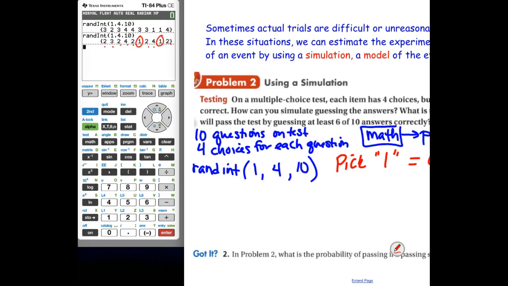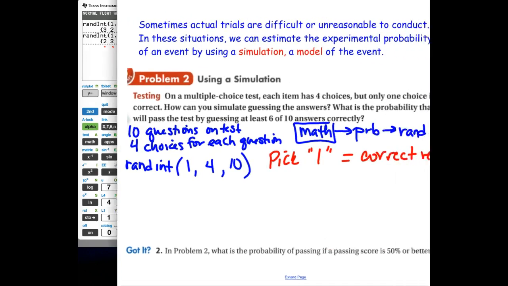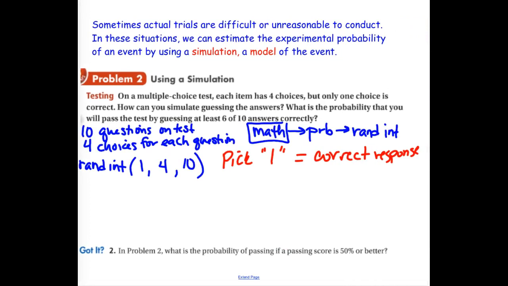I only got 2 right. So 2 out of the 10 questions I got correct. What it's asking me here is, what is the probability that I got at least 6 of the 10 correct?